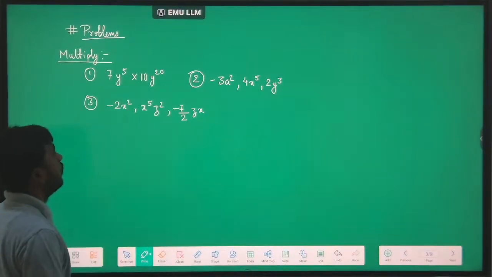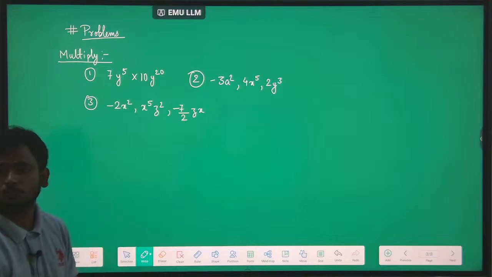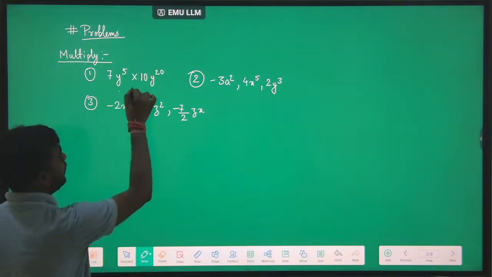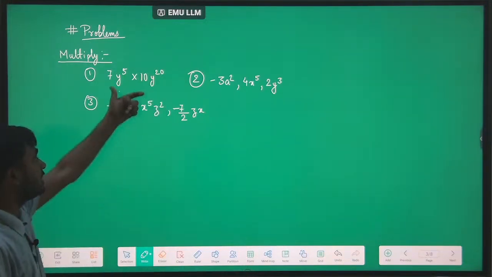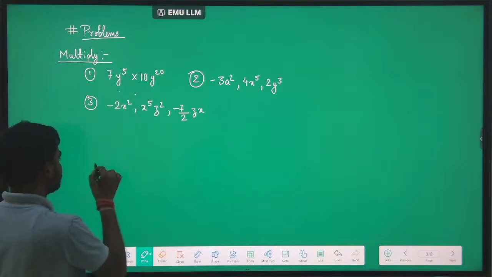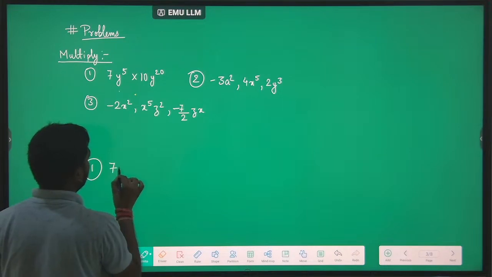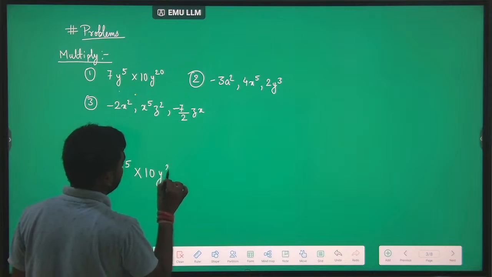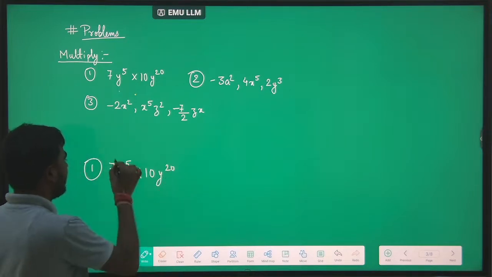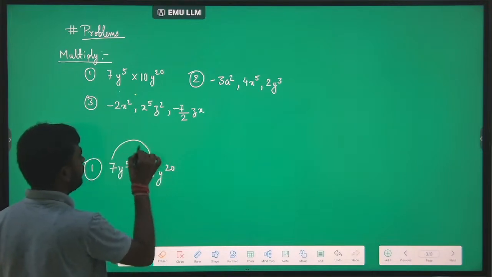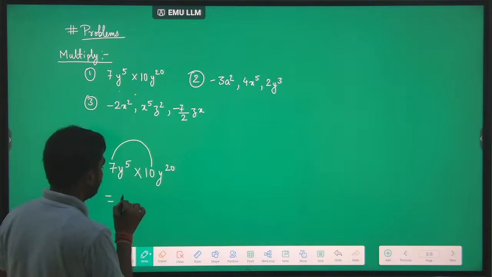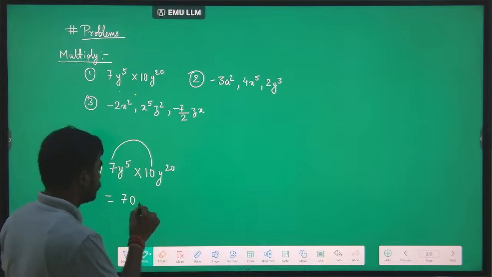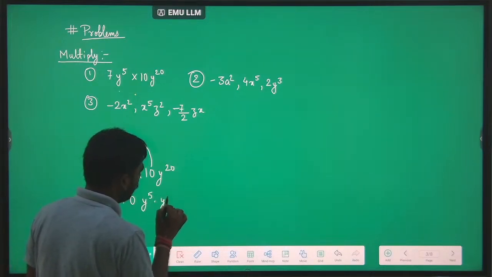So we are moving towards the problems of the exercises. Okay, so our first problem is we have to multiply a monomial with a monomial. Our first question is we have to multiply 7y to the power 5 into 10y to the power 20. How will we multiply? We know that the coefficients will be multiplied with coefficients. So it will be 7 into 10 as 70, and y to the power 5 will be multiplied with y to the power 20.